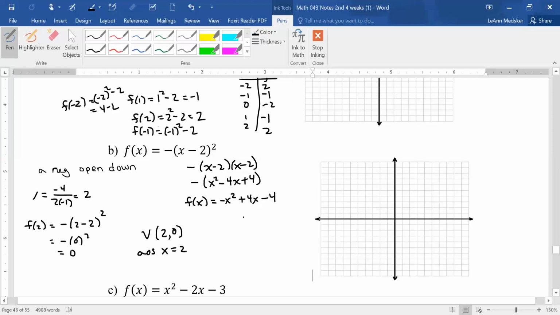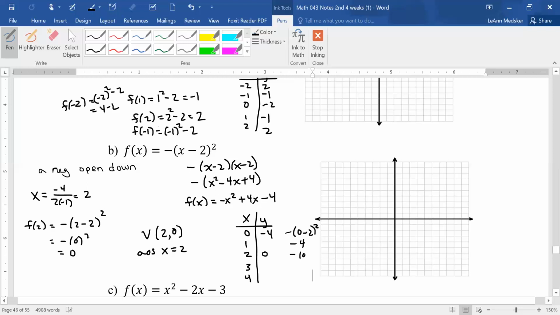We want to do a table of values to find some extra points, putting our vertex in the middle. So we want two numbers smaller than 2, so 0 and 1, and two numbers bigger, which would be 3 and 4. Let's just plug, and again, you can plug into the trinomial like this, or into the original, either one's fine. We just had to have the trinomial to be able to find the vertex formula because we needed that b term. So if we plug into the original, this would be negative 0 minus 2 squared. That is negative 4, because you square this, but then you have the negative out front.